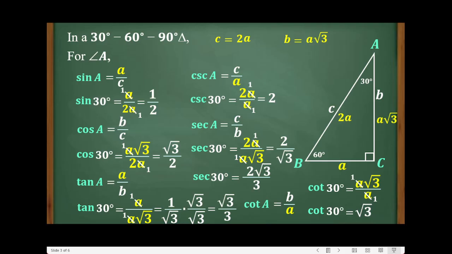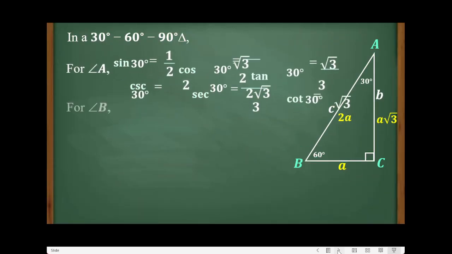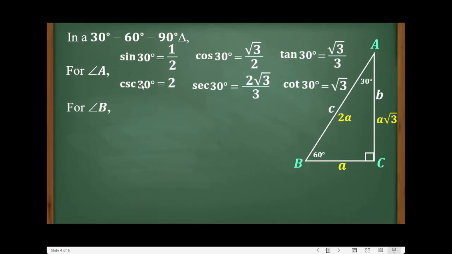Now, there you have it. The 6 values for the trigonometric ratios of 30 degrees. Okay? And these are the following values. Again, take note of these 6 values for the trigonometric ratios of 30 degrees.